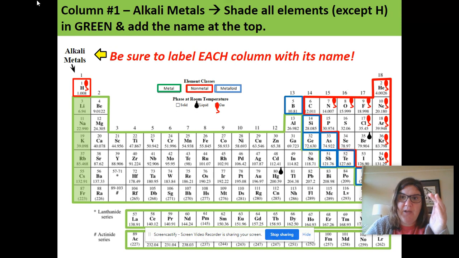So if I'm looking at group 13, boron, aluminum, gallium, those are going to have similar chemical properties. Their chemical properties are not going to be similar to family 18, because the reactivity is different, because the number of valence electrons is different.